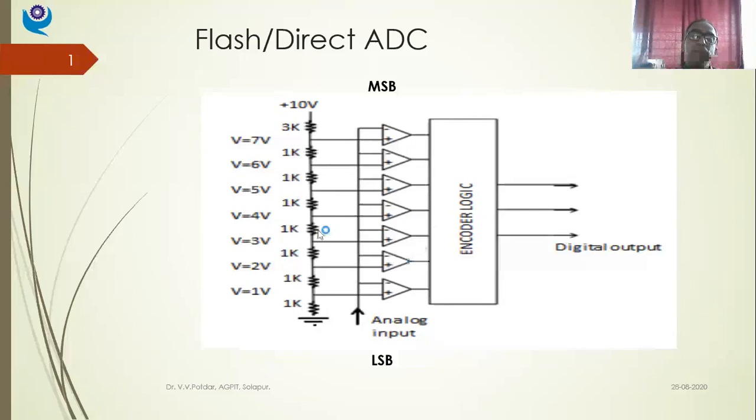Isn't it? Because 3 volt is greater than 2.5 volt, and 4 volt, 5, 6, all these are greater than 2.5 volt. So all will be my 0. Now this 1, 1, 0, 0, 0, 0, 0 will be processed by my encoder logic.